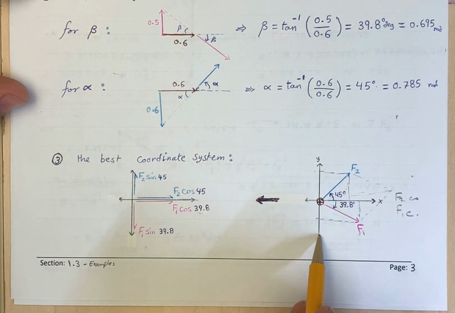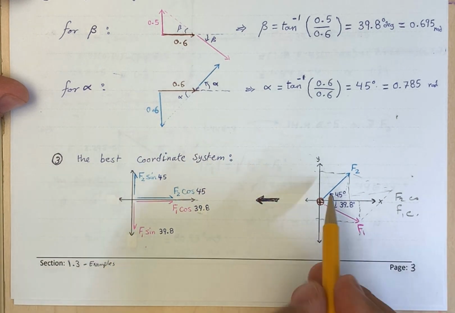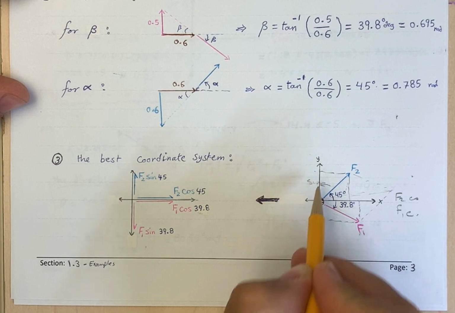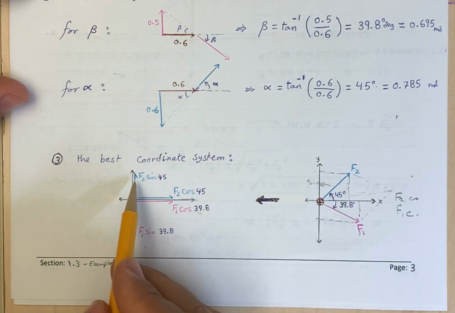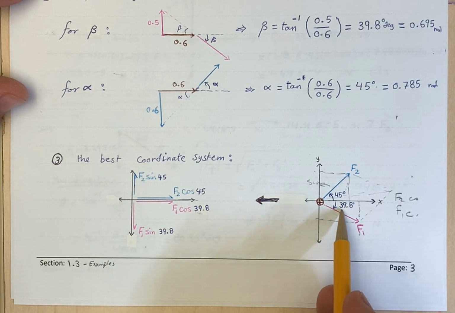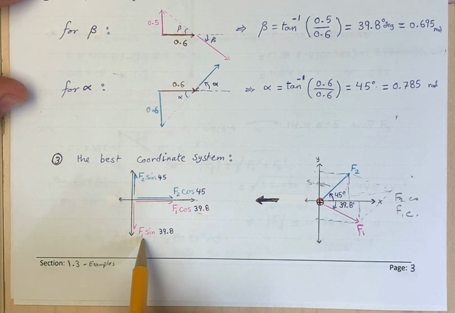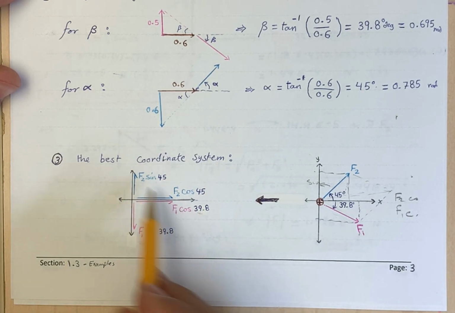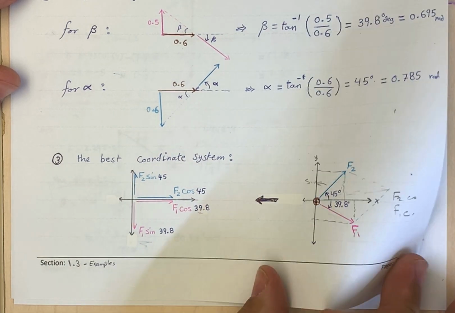In the y direction we have two opposite directions, so here we need to use the sine. We have F2 sine theta in the positive y direction, and we have F1 sine 39.8 in the negative y direction. This is the y component of the first force and the second force. So now we have our forces on the x and y plane. We found their components. Let us see what the next step is.